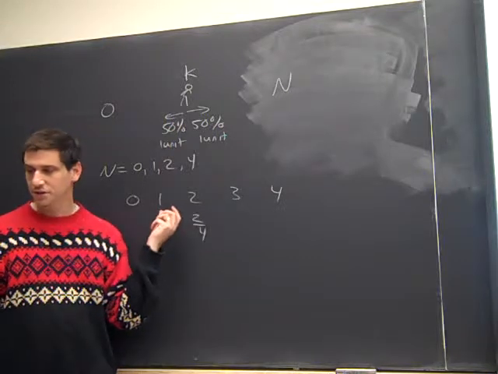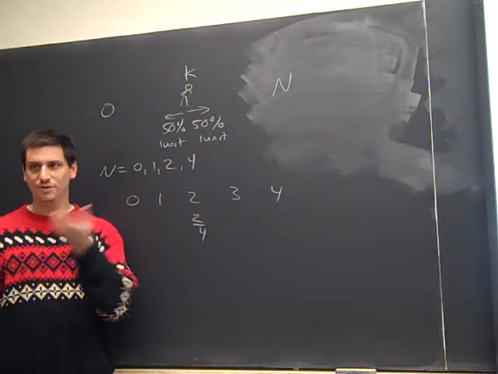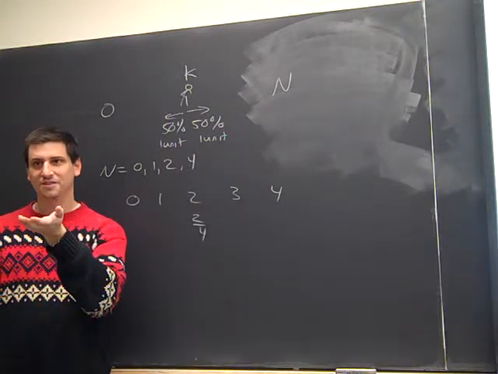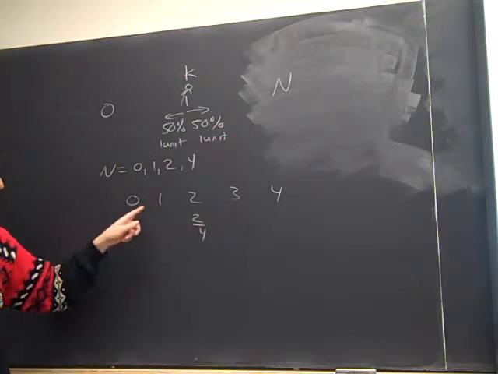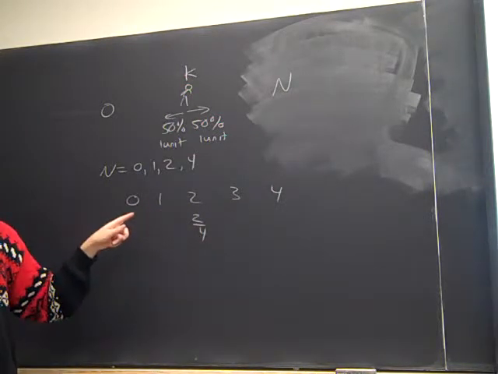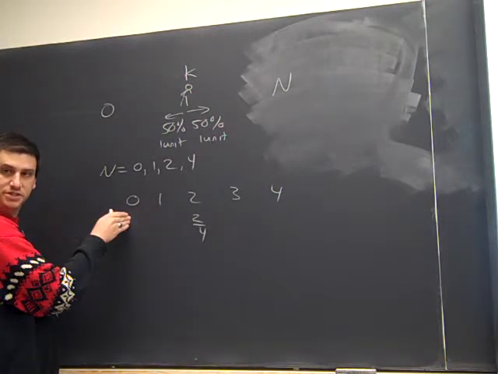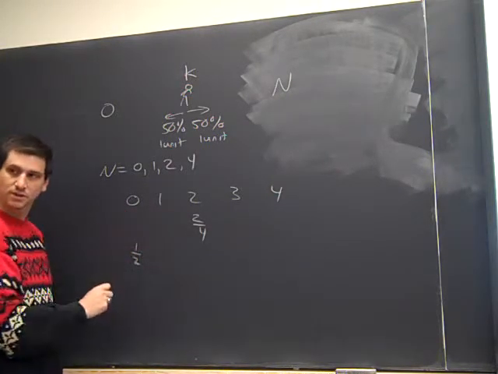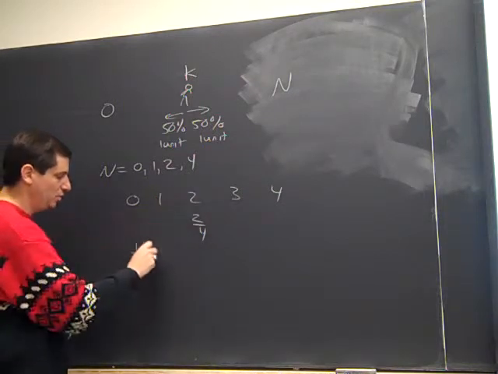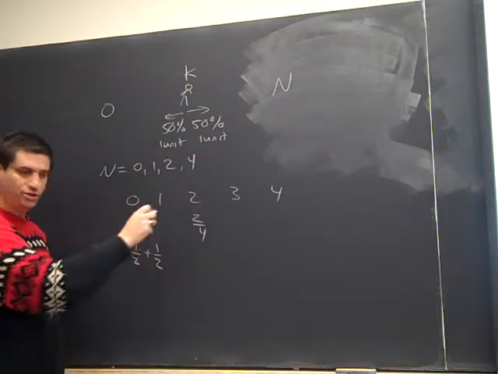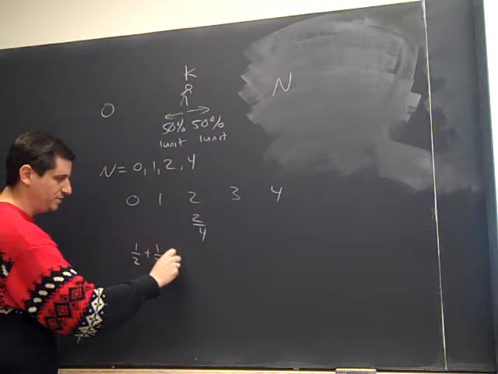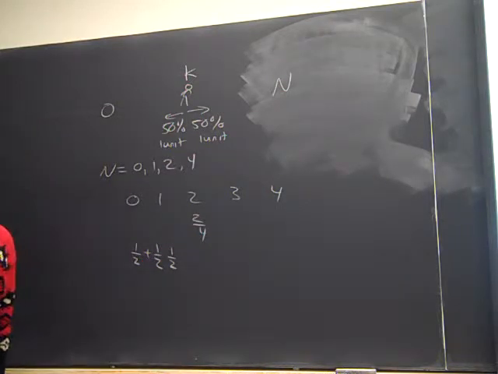So how do we figure it out? Okay, why 3 over 4? 1/2 times 1 plus 1/2 times 2 over 4. Good. Half the time we go straight to 0, and then half the time we go to 2, and once we're at 2, we have a 50% chance of coming home. And so that will give us 3/4.